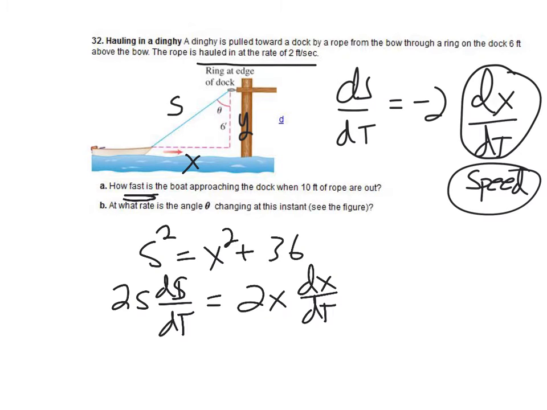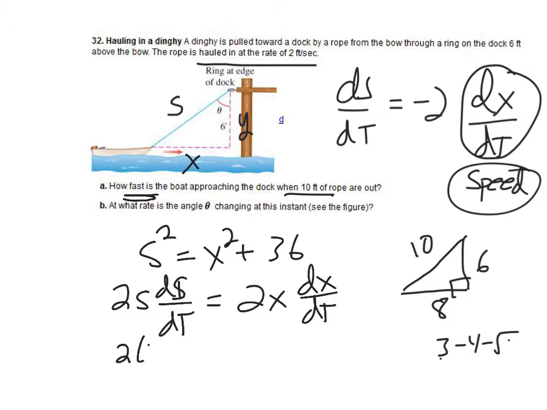Now, let's substitute in what we know. They're telling me this is a fixed 6. We're looking at the rate where there's 10 feet of rope still out, so s is 10. And I'm seeing a 3, 4, 5 triangle. So the 5 is the hypotenuse, the 3 is the vertical 6, and so this has to be 8. You can use the Pythagorean theorem too. There's nothing wrong with doing that. So let's substitute in what we know.